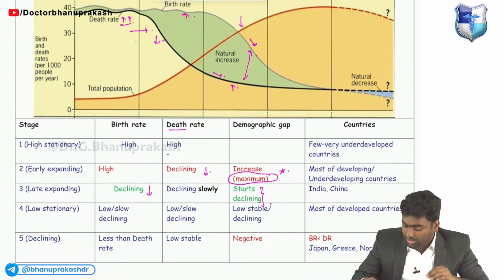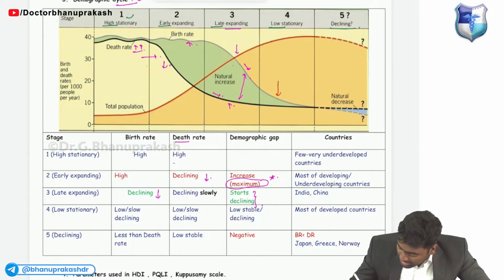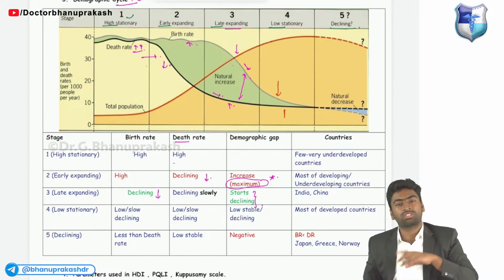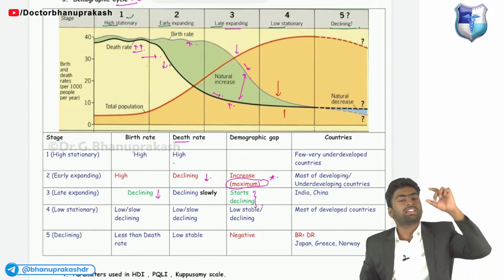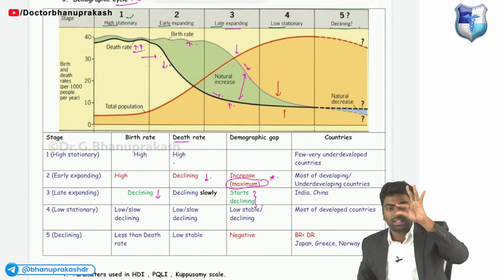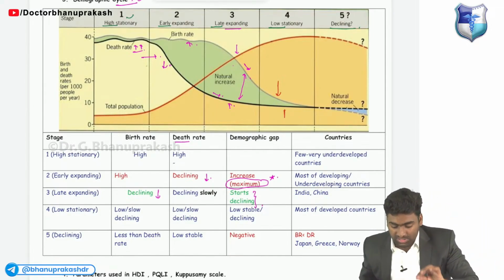Next, if you see stage 4, the birth rate will become very minimal and the death rate will be low, but at a steady level. So that way it is known as low stationary. First high stationary, early expanding, late expanding, then low stationary, and then decline. These are the stages you should know.